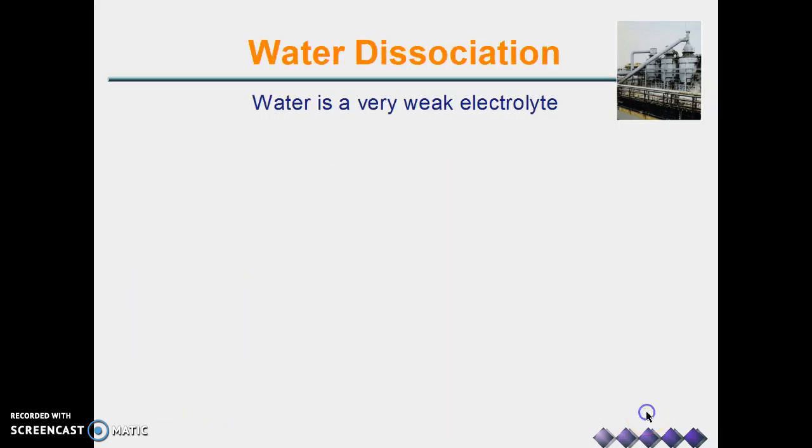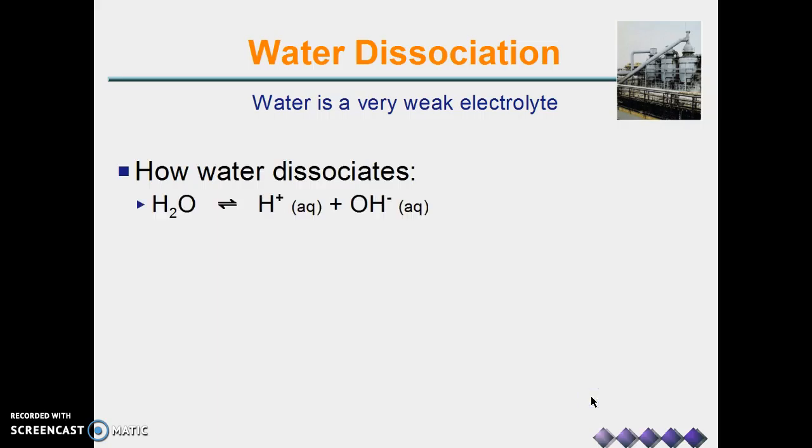It'll get 2 hydroxides. Now, to finish off this video, we need to talk about water dissociation. Water is a very weak electrolyte, and ordinarily we consider it to be a non-conductor of electricity if it's pure water without any, say, carbon dioxide dissolved in it. So here's how water dissociates.